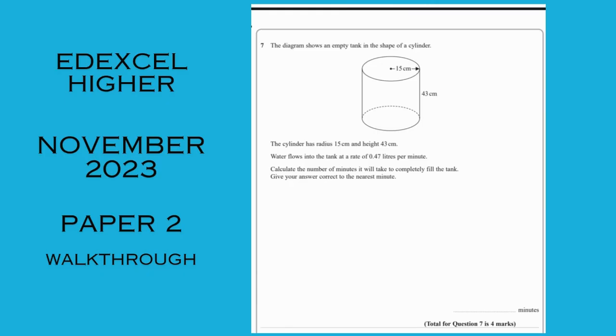Number 7, always be careful. Centimetres, litres per minute, minutes. So let's start in centimetres. Volume, pi times the radius squared times by the height. Now that answer, I'll work in pi. That answer would be in centimetres cubed. But let's not forget that 1 centimetre cube is the same as 1 milliliter.